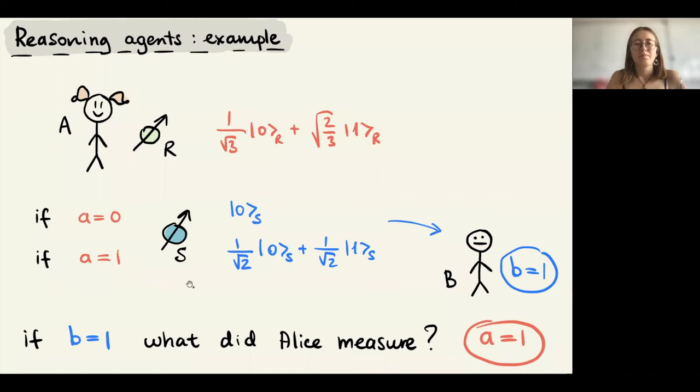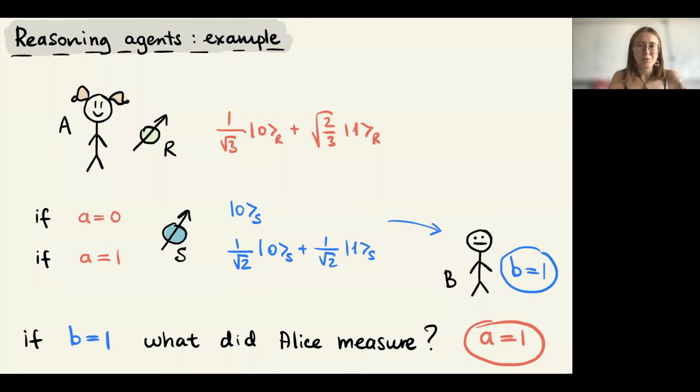And in this case, Bob can reason with certainty that Alice got outcome 1 in case he gets outcome 1. Okay, so this is the type of reasoning that we're going to look at for quantum agents. And now what we would like to do is model Alice and Bob as quantum systems as well. And to do so, we need to model two processes as quantum processes or unitaries.